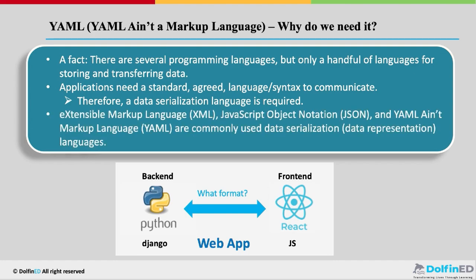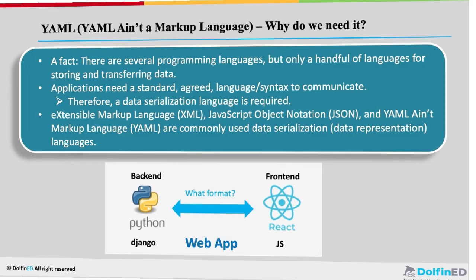So what do these stand for? XML stands for Extensible Markup Language, and probably this is the oldest one of the three. Then we have the JavaScript Object Notation, or the JSON. And then we have YAML, which stands for YAML Ain't Markup Language, which is funny. And these are the three commonly used ones. YAML and JSON are the most commonly used ones nowadays.